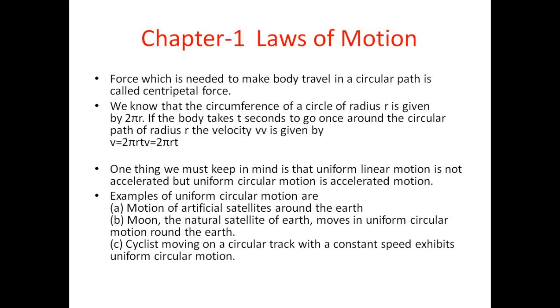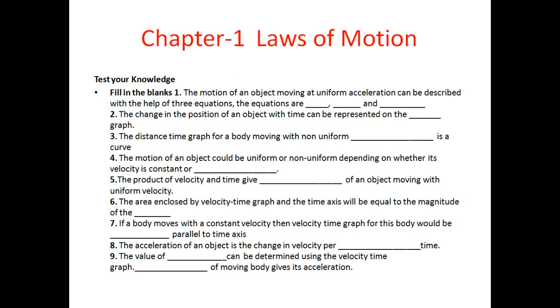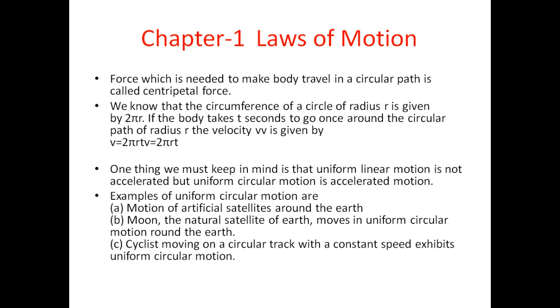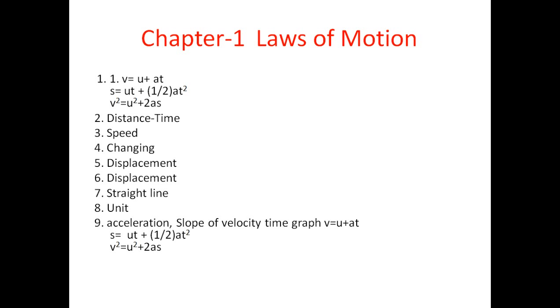So first of all, look at the first question. The motion of an object moving at uniform acceleration can be described with the help of three equations. The equations are: v is equal to u plus at, v square is equal to u square plus 2as, and s is equal to ut plus half at square. So you will find the answer here. It's written that all three equations which we already derived are known as the three laws of equation.